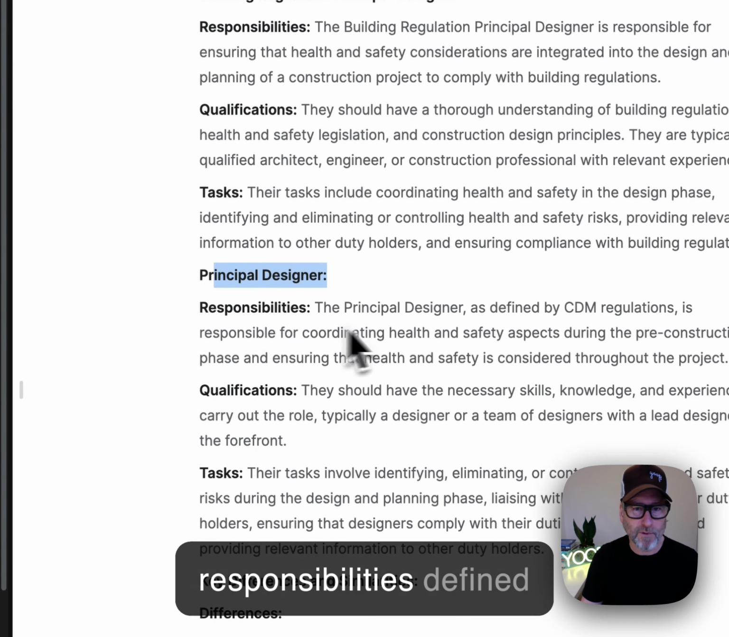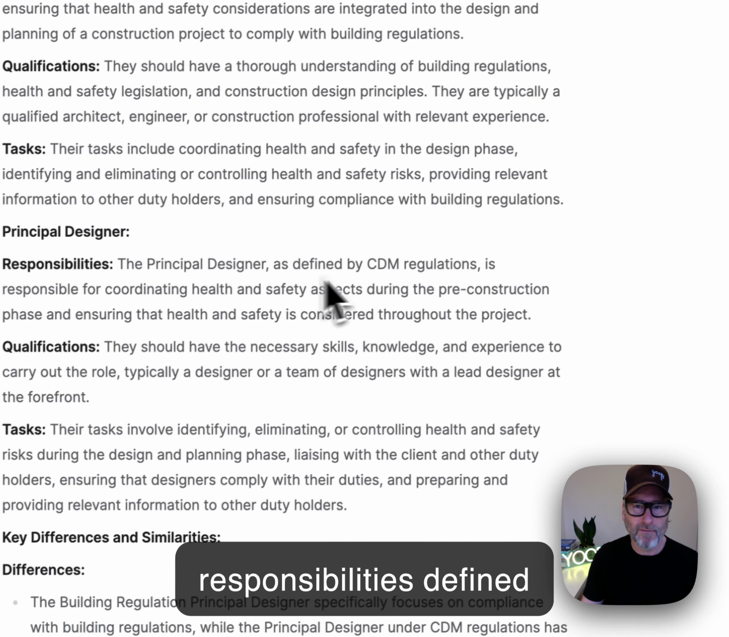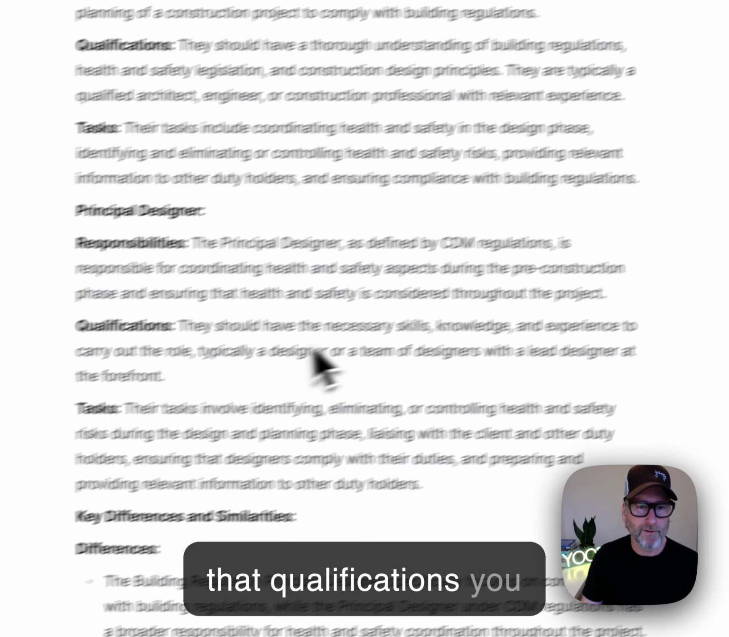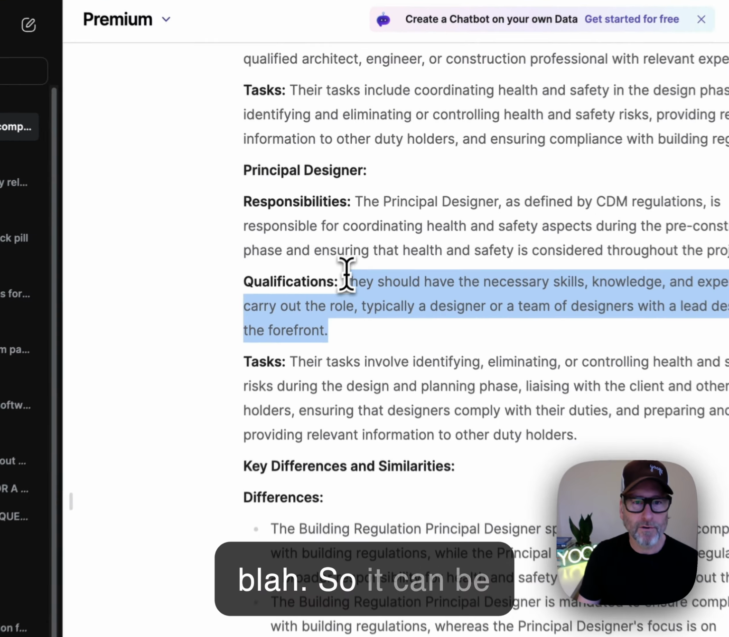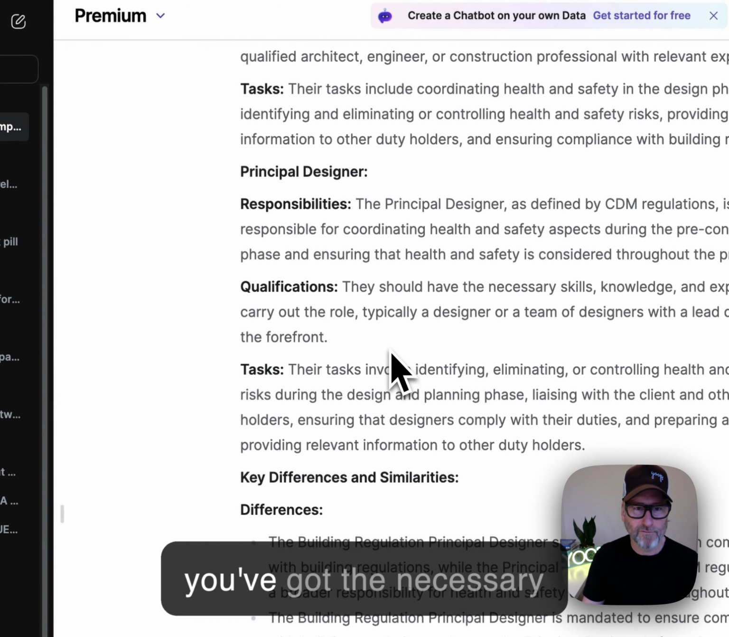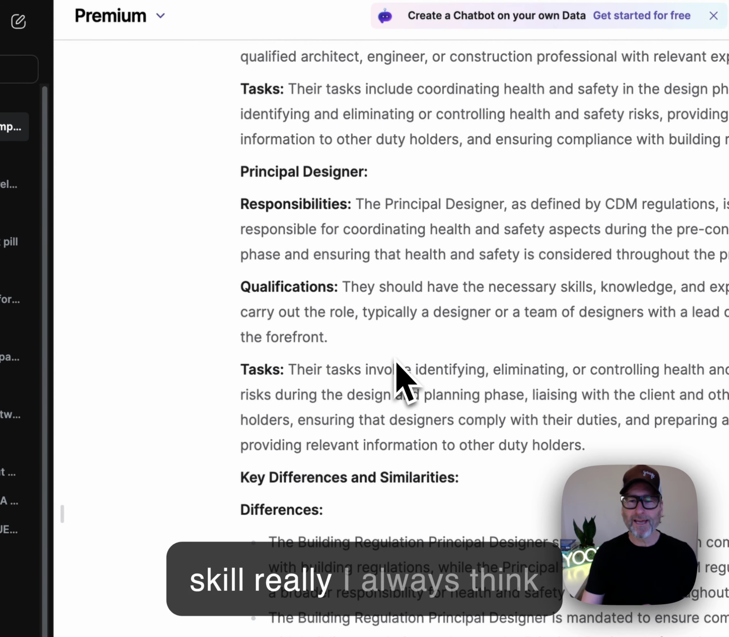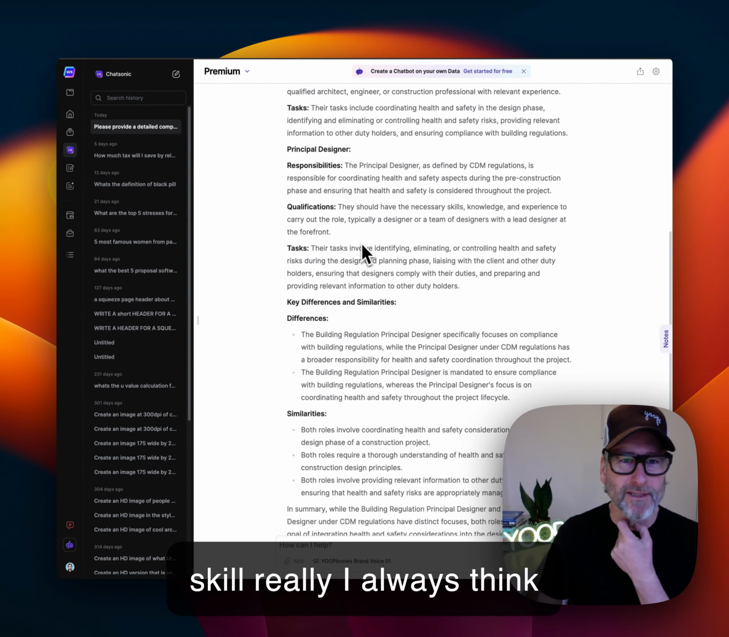Principal designer responsibilities defined by the CDM. We've done that. Qualifications: you should have the necessary skill, blah, blah, blah. So it can be anyone as long as you've got the necessary skill. Really, I always think that's quite woolly.